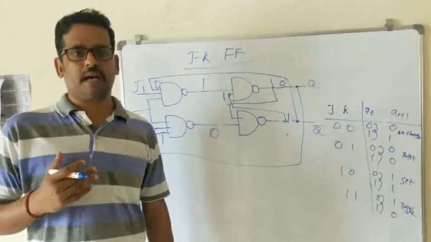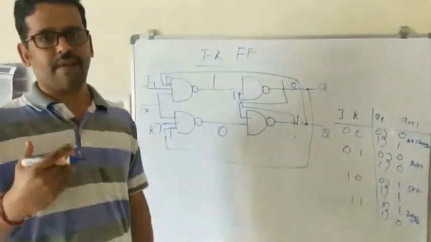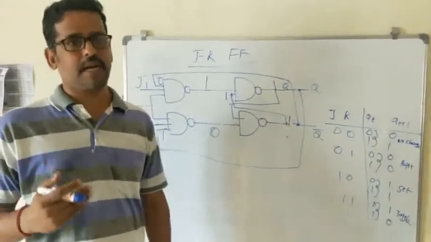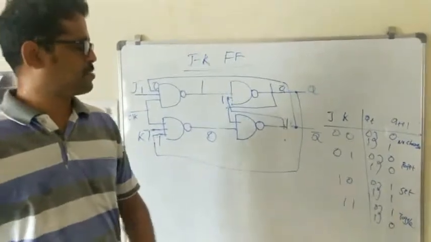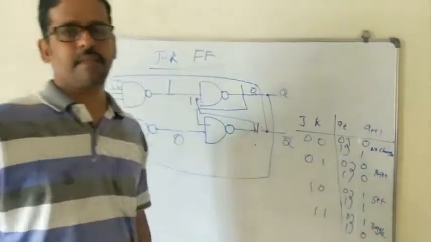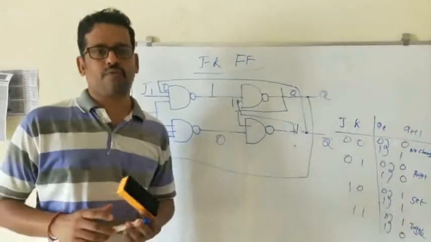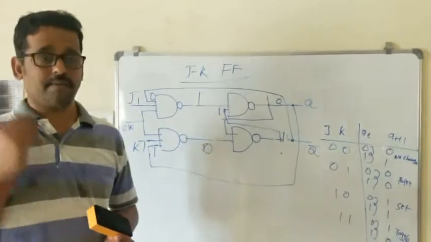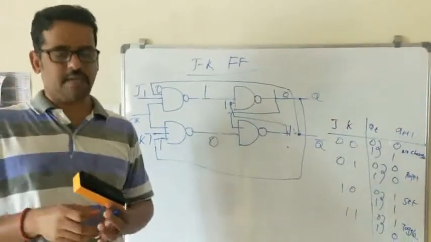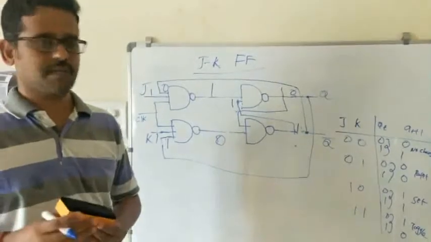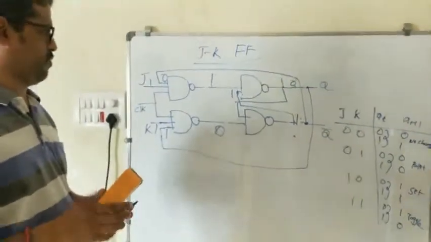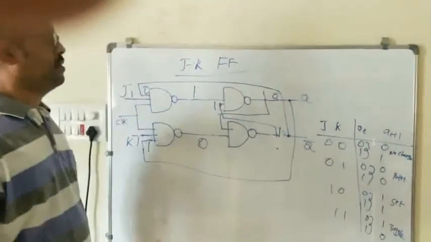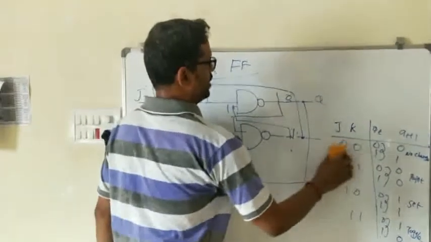So JK has removed the difficulty that we had faced in the SR flip-flop, that is, the indeterminate state. That indeterminate state has been replaced by a toggle state. JK flip-flop is generally used for designing counters since it has a state called the toggle state. We will talk about counters when we discuss the design of counters. Next we will go on to the T flip-flop, then we will discuss the D flip-flop.